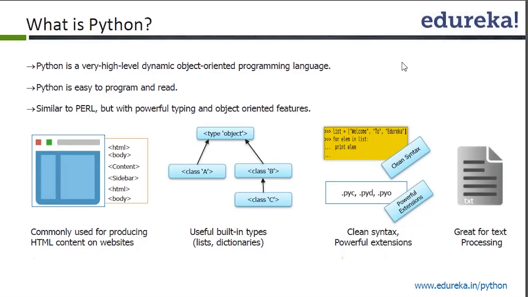What is Python? Like I told you, Python is a very high-level dynamic object-oriented programming language. It's extremely easy. When we say it's a very high-level dynamic object-oriented programming language, you do not have to take care of a lot of things here. There is very little syntax to worry about. It's only the indentation that you need to worry about.